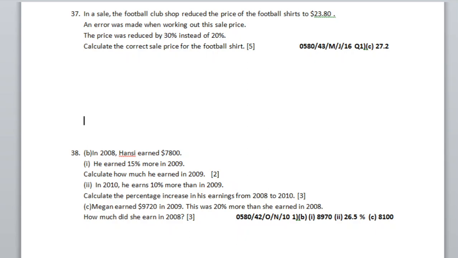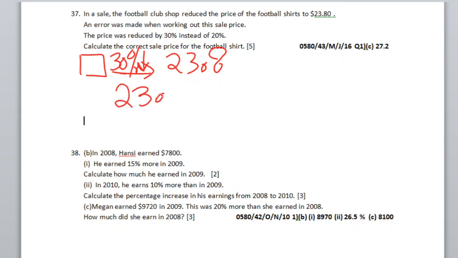So first we find the original price. There was an original price that got reduced by 30%, and the answer is 23.8. We have to find the original value, so we're applying reverse percentage. 23.8 times 100 over 70, which gives us 34. So 34 was the original price of the shirt.